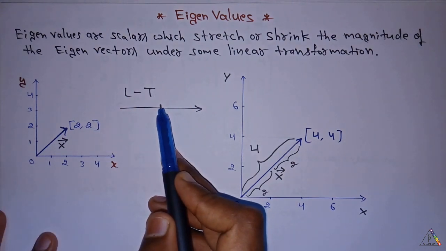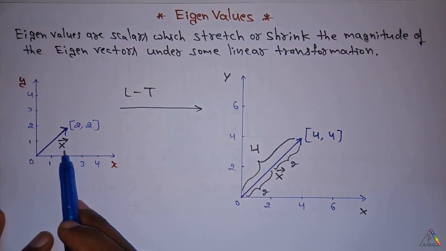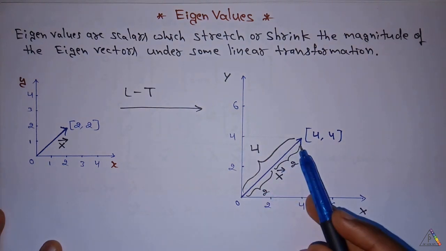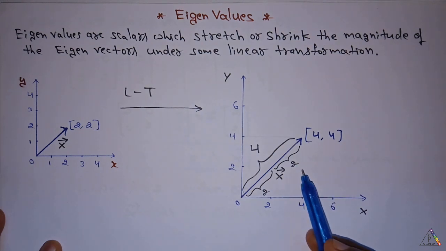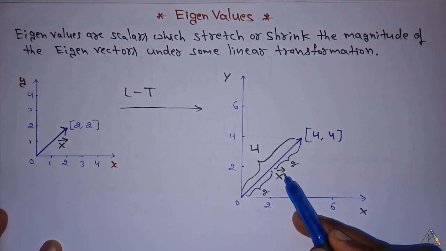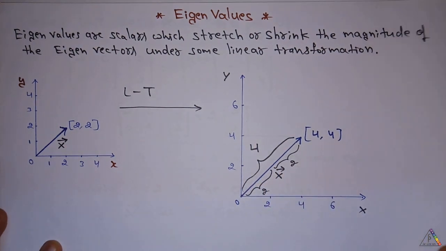After the linear transformation, the coordinate units are increased to 2 on both the x and y axes. The direction of this vector remains the same, but this vector is stretched by a scalar of 2 after the linear transformation. Therefore, this vector is called the eigenvector, and the stretch in this vector after the transformation is called the eigenvalue.